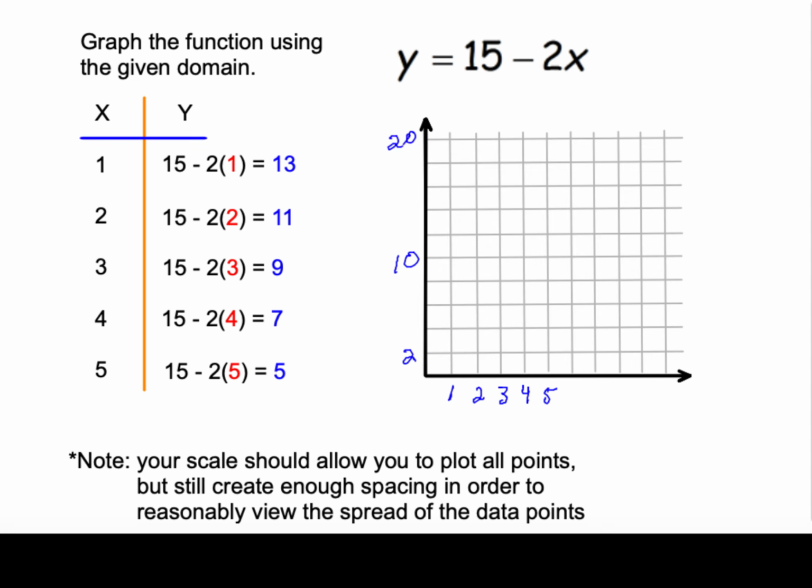Well, now I can plot the point. Again, the ordered pair 1, 13 is going to be my first point. So since 10, 11, 12, 13 should put me right about there, that looks like a good point to plot.